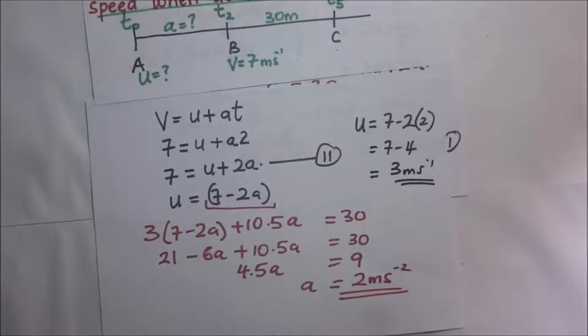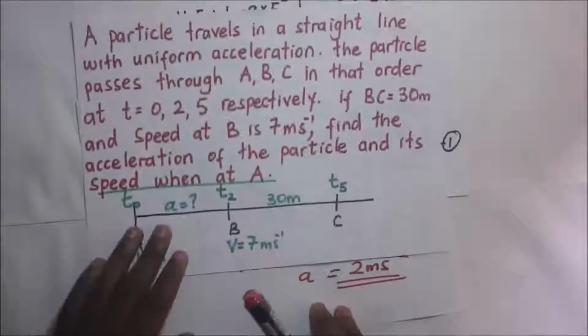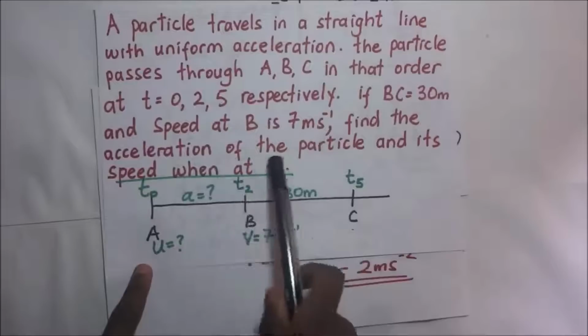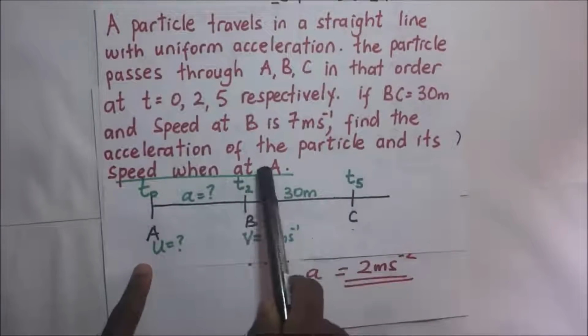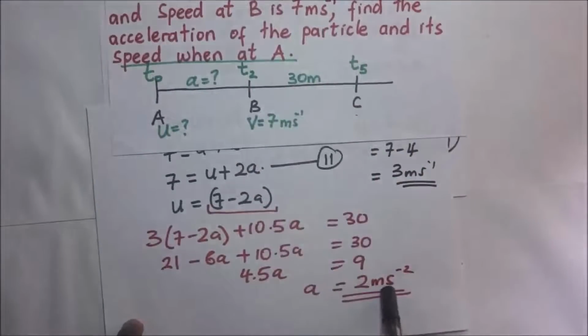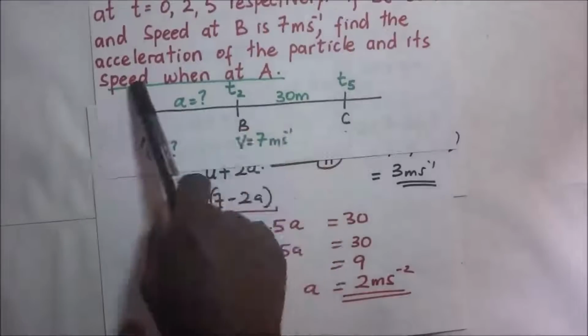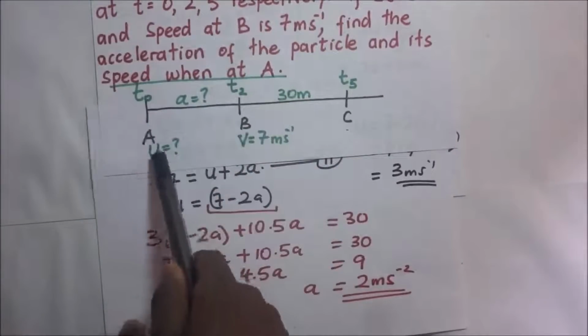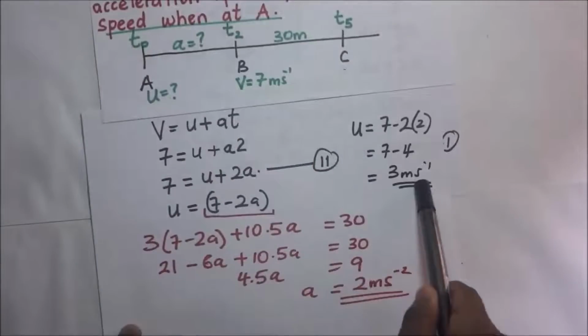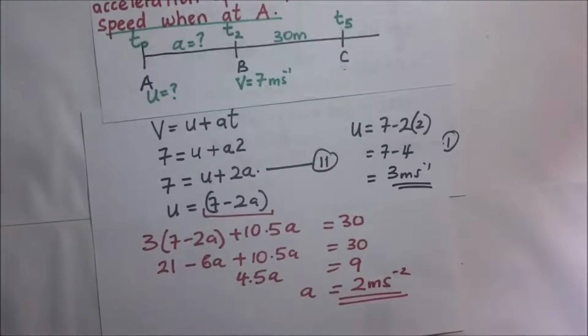So in so doing, we will have finished solving the whole question. The question is asking us to find the acceleration of the particle and its speed when at A. So we are able to find the acceleration of the particle, which was 2 meters per second squared, and its speed at A, which so happens to be the value of u, the initial speed, which we got as 3 meters per second.